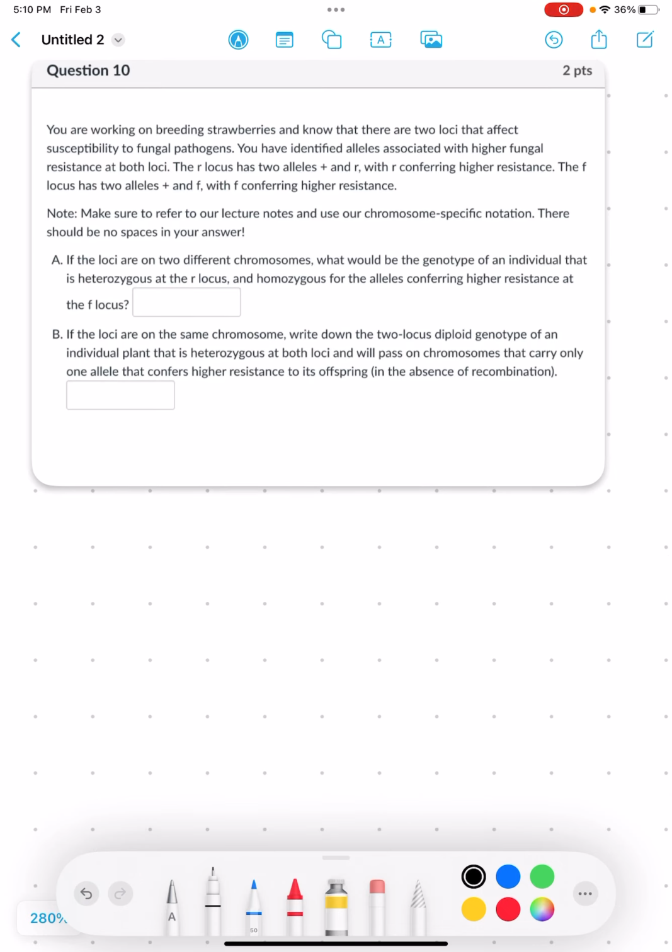Question A is asking, if the loci are on two different chromosomes, what would be the genotype of an individual that is heterozygous at the R locus and homozygous for alleles conferring higher resistance at the F locus? Question A says that they're both on different chromosomes.